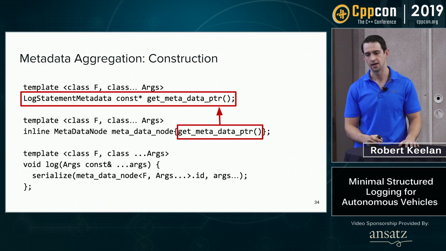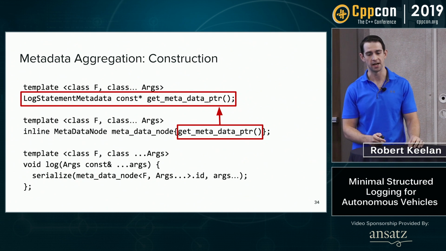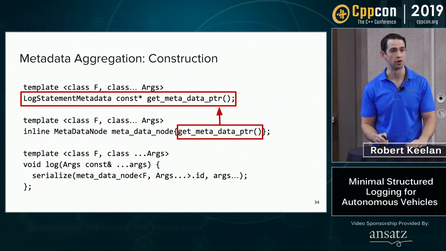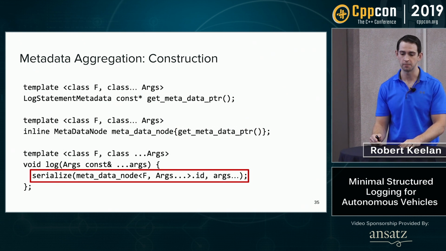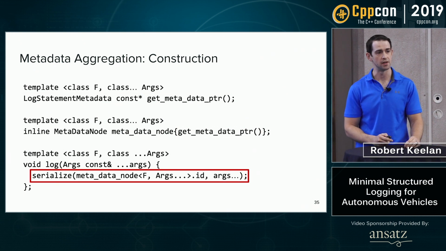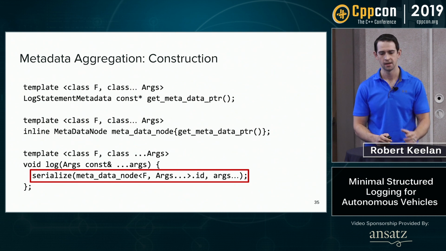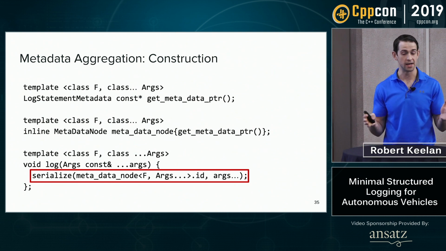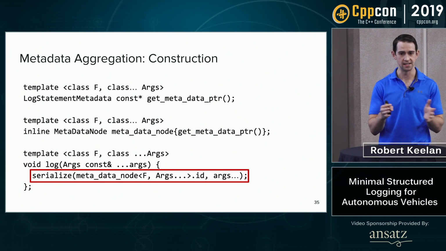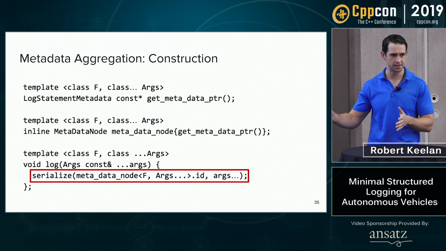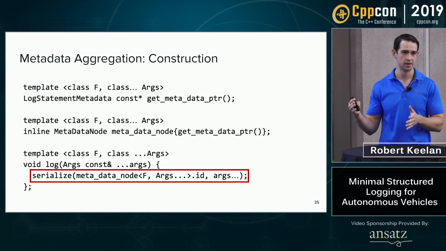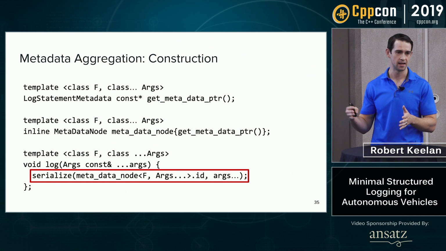Then we assign a pointer, that's that log statement metadata pointer, and I'll talk through the implementation of that get metadata pointer function next. So if we jump back down to the internals of the log function, all we're doing is a binary serialization of the ID of that node plus all of the replacement fields. So in the example before, SIZ and index.